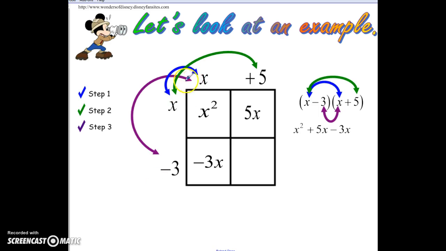The next step, x times negative 3 is negative 3x. If we do x times negative 3, these are the inside terms.